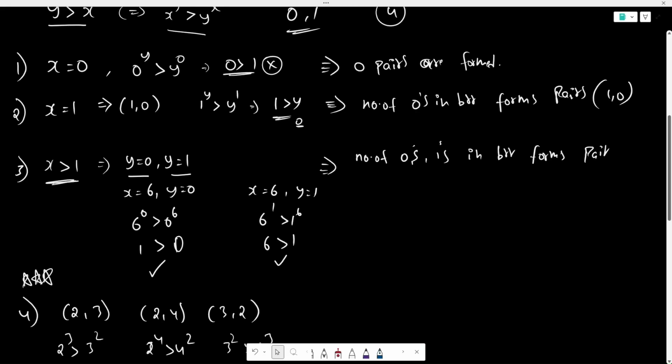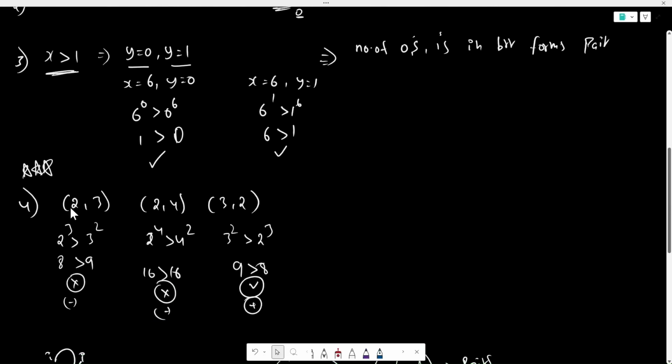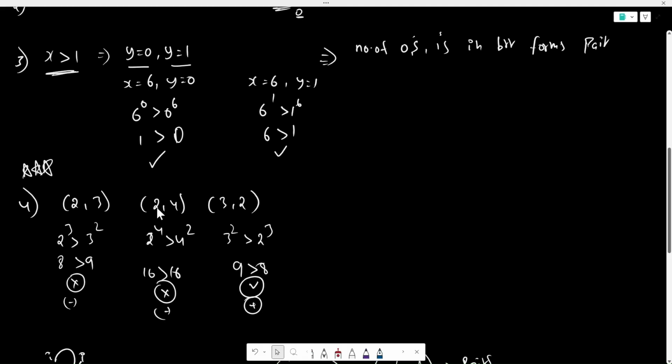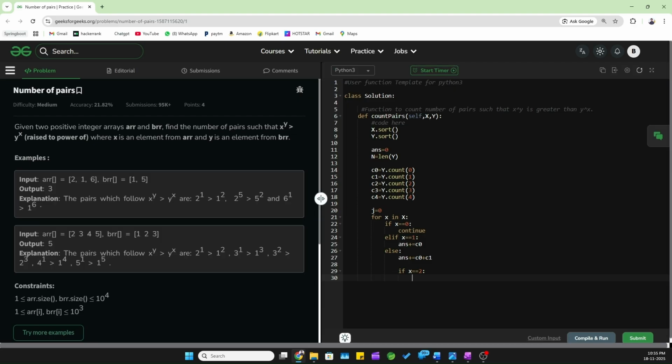What is the fourth exception? The fourth exception is whenever x equal to 2, y equal to 3 and 4 will not form the pair. So I just need to minus them. That's it, right? So one condition I will write: if my x double equal to 2, minus y equal to 3 and y equal to 4, right? Here I have predefinedly calculated 3 comma 4. So I need to just do answer minus equal to C3 and C4.